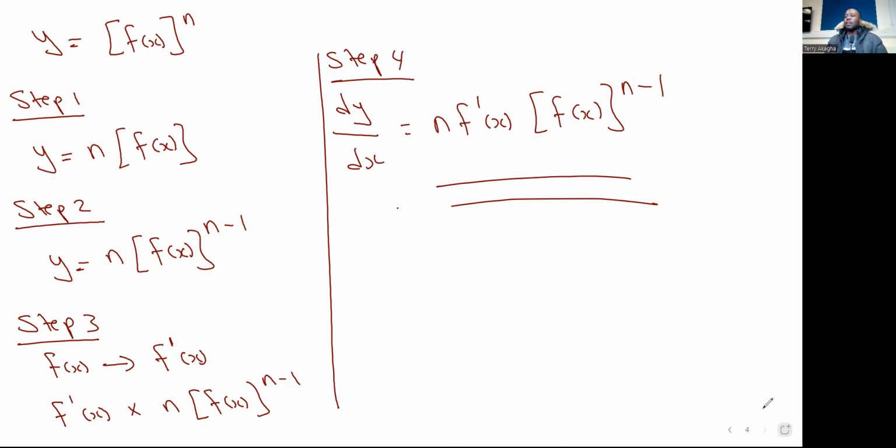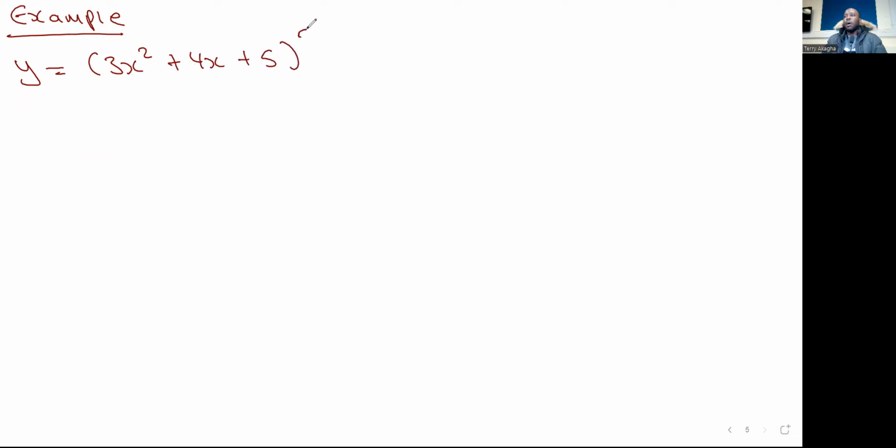All right, so let's pick an example here. Let's say we have y is equal to 3x squared plus 4x plus 5, all raised to the power 5. Step 1: what you do, you bring down the 5. So you're going to have 5 into bracket 3x squared plus 4x plus 5.